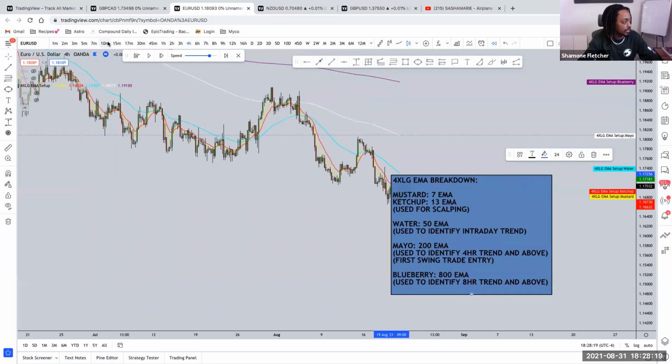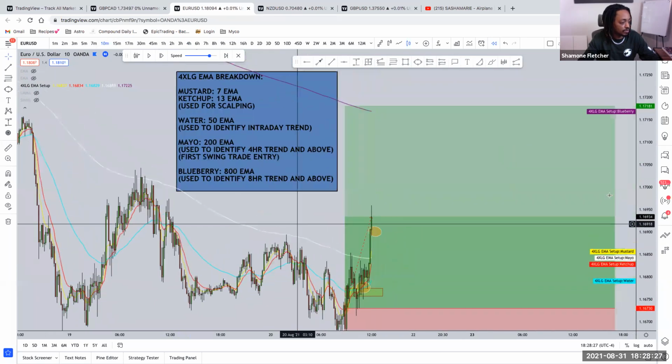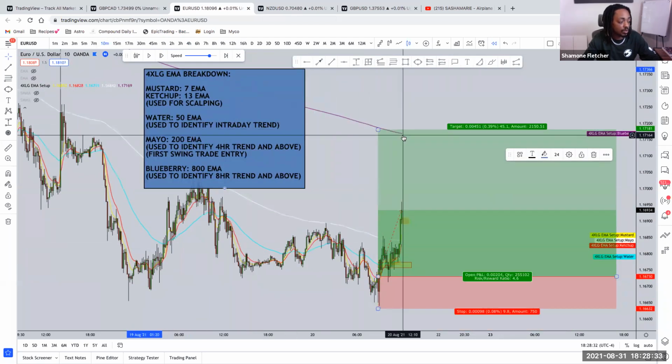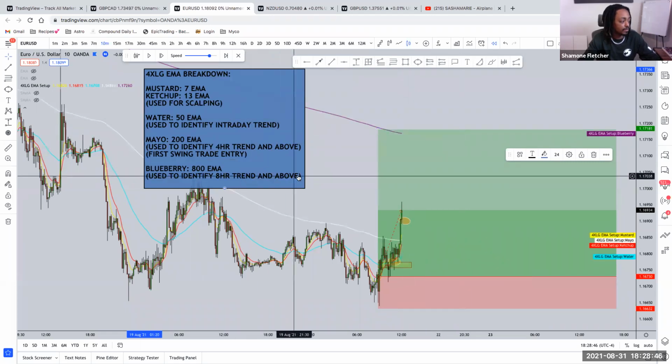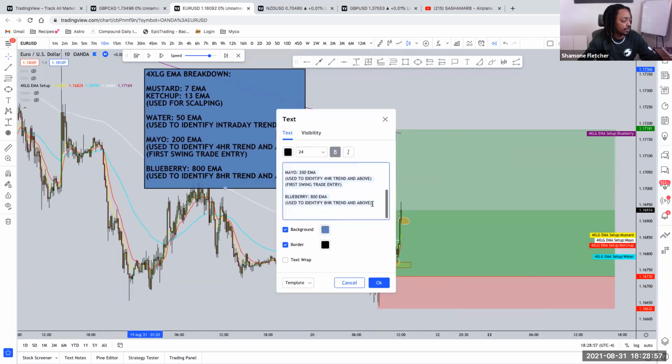All right, let's see what's going to be happening here. All right. So now we're above Mayo. What you guys can do is you can use Blueberry. Yes, you can, Tanya. You can use Blueberry as your take profits for your trades. You can use Blueberry as a TP for your trades, but you can also use Blueberry as another swing entry as well. All right, so I'll get that put in here.